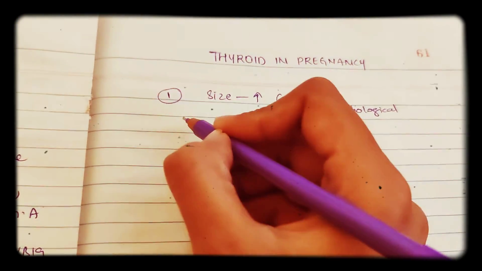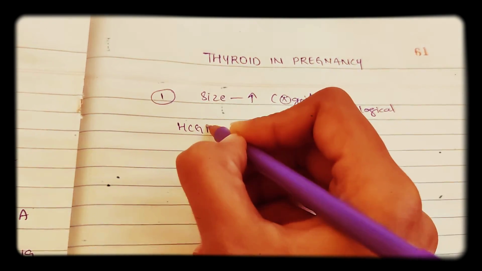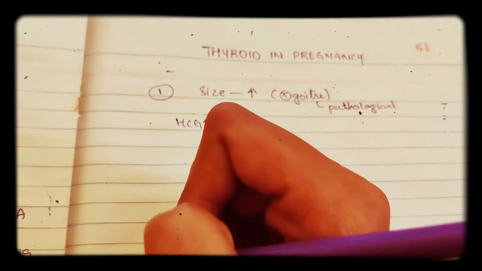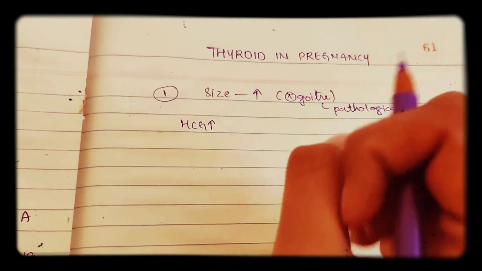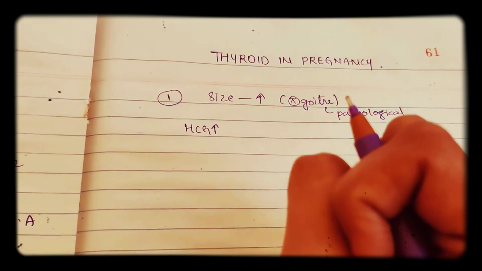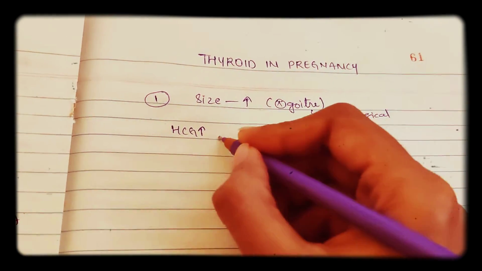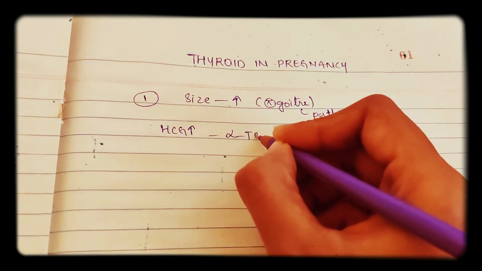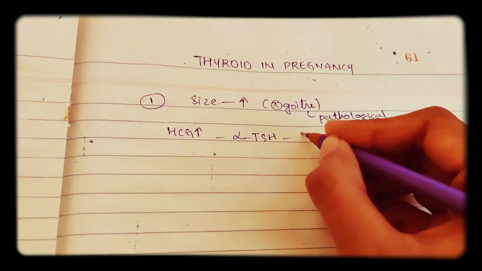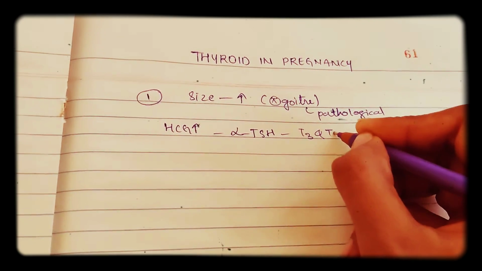Next, coming to the level of HCG. If you see the HCG levels, they are raised in the case of thyroid. The HCG level is normally raised because of pregnancy, right? So this HCG level, especially its alpha unit of HCG, is similar to TSH. So because of this, there is a rise of T3 and T4 also.